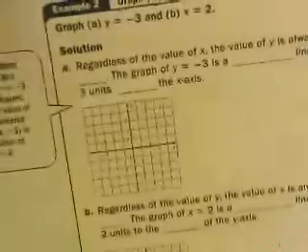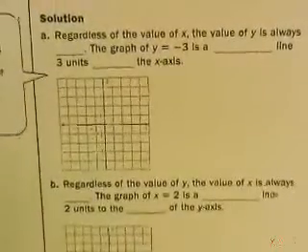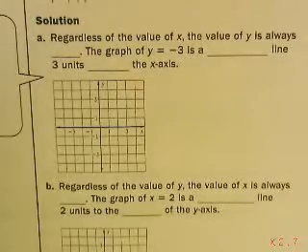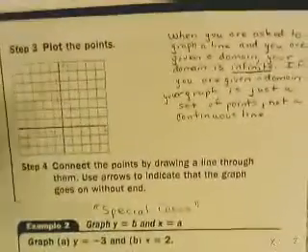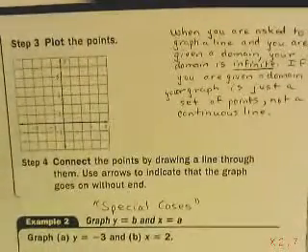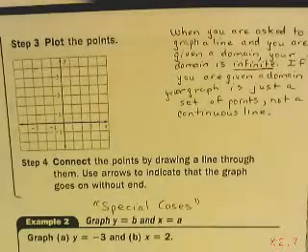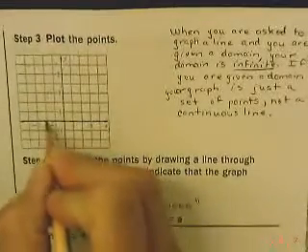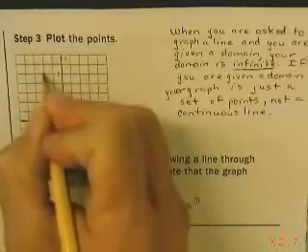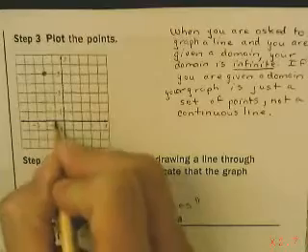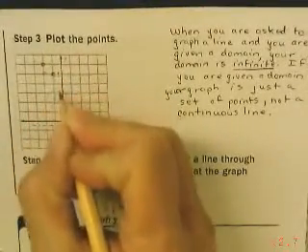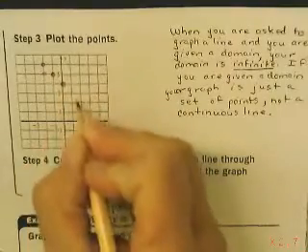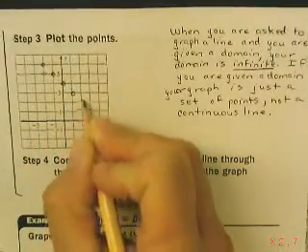Now, let's turn the page, and we're going to graph this. Here we go. I'm going to take the point negative 2, 6. I did that wrong. Negative 2, 6, negative 1, 5, 0, 4, 1, 3, 2, 2.